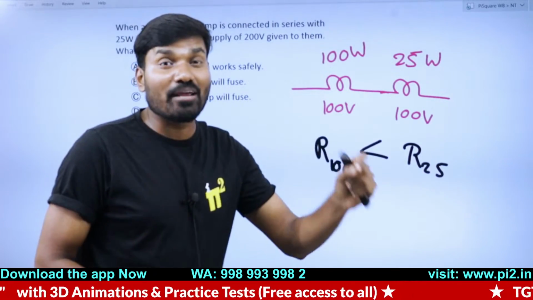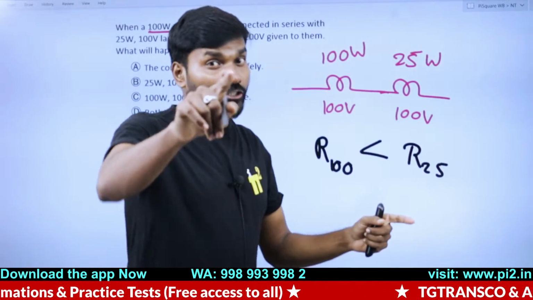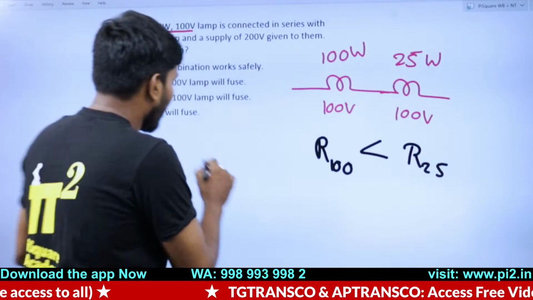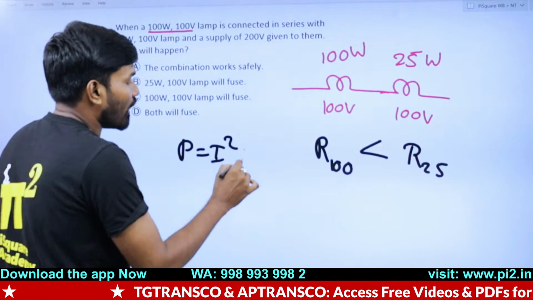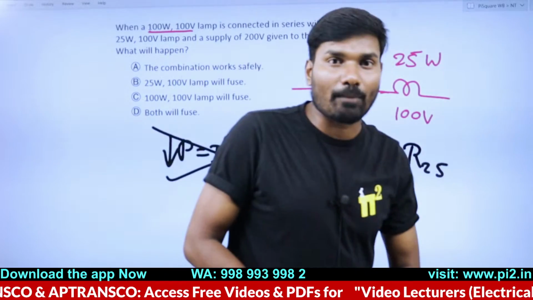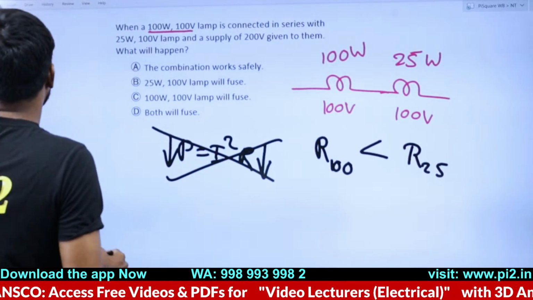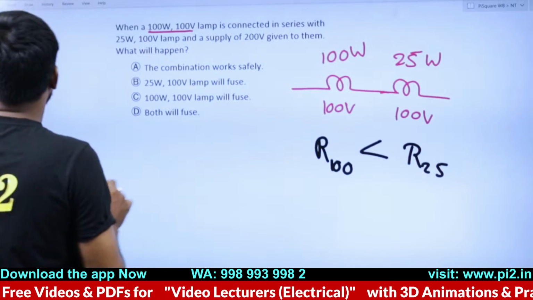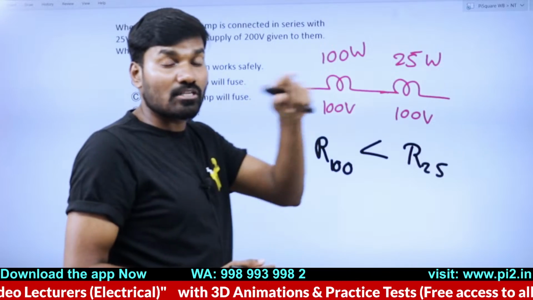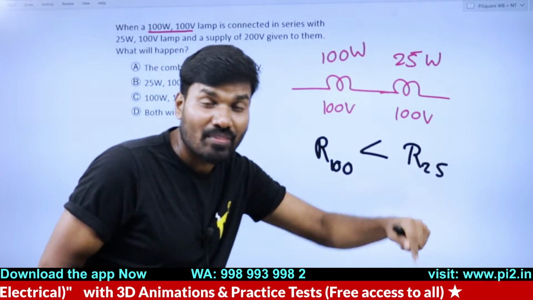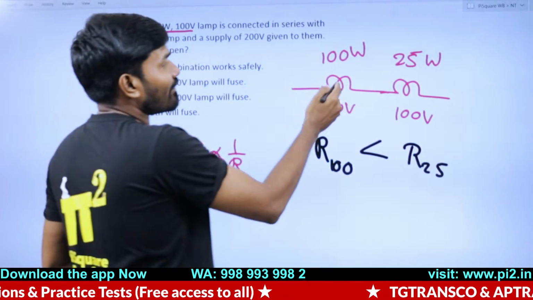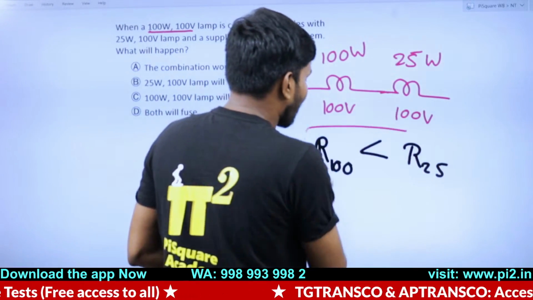Why? Because voltage is same. First of all, you should not directly comment, sir, low power, we know P is equal to I square into R, low power, low resistance. That is not a correct logic to apply in this situation. Why? Because the case is given for the same voltage. If it is the same voltage, you have to apply inversely proportional logic. Lower the resistance, higher the power. Higher the resistance, lower the power. So this is the relation.